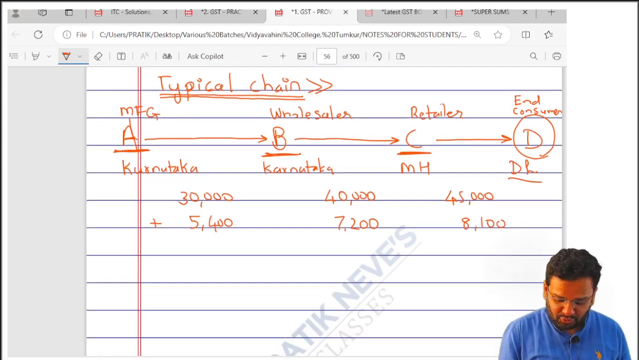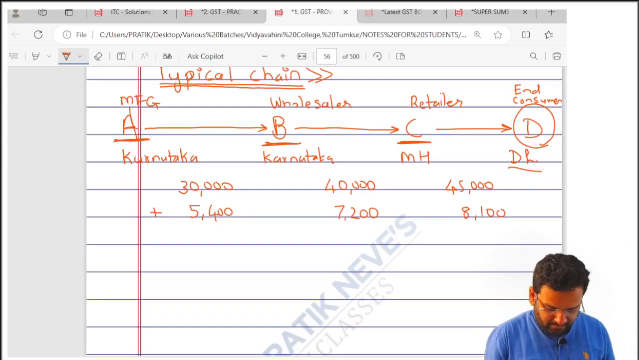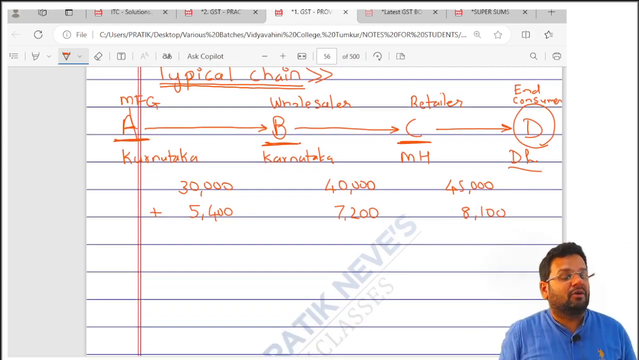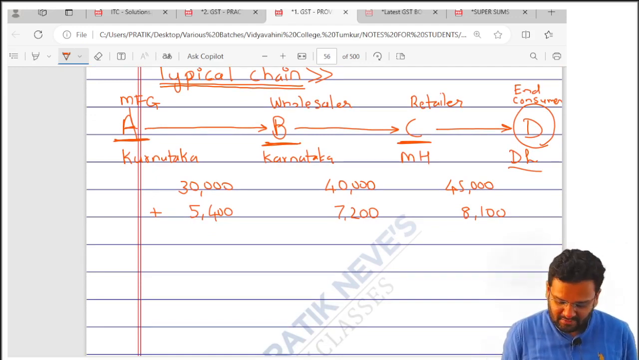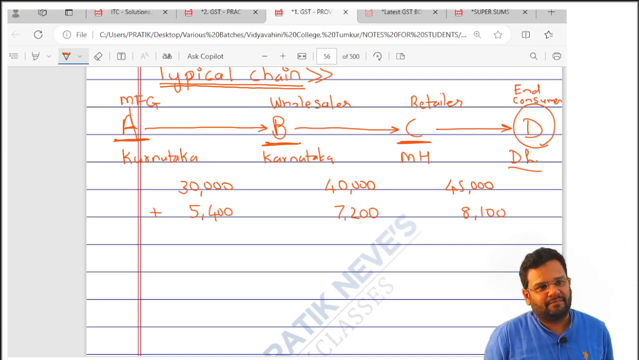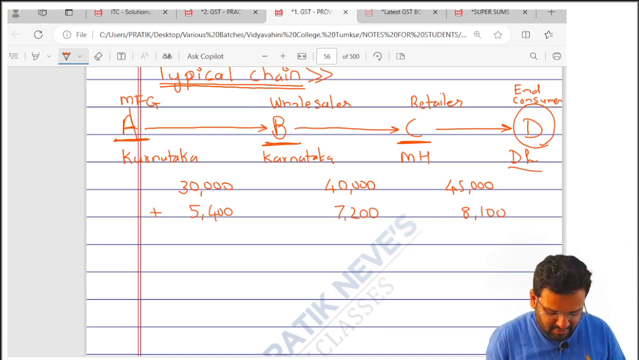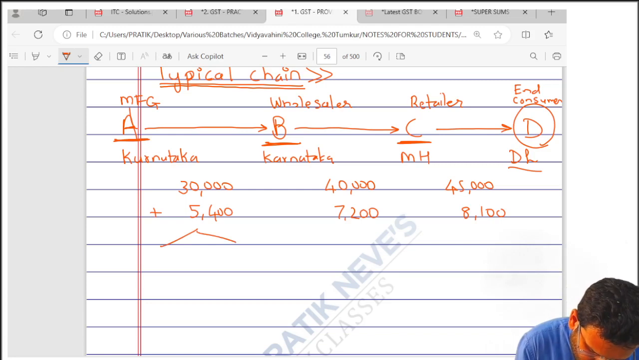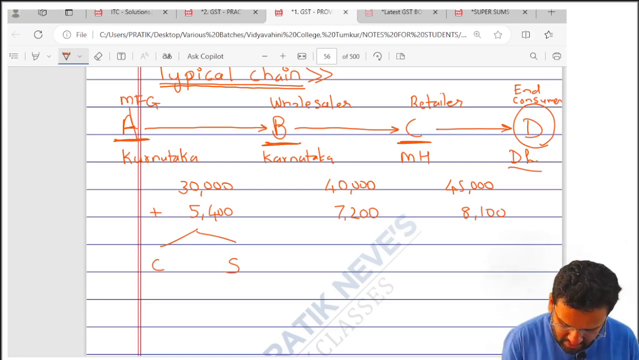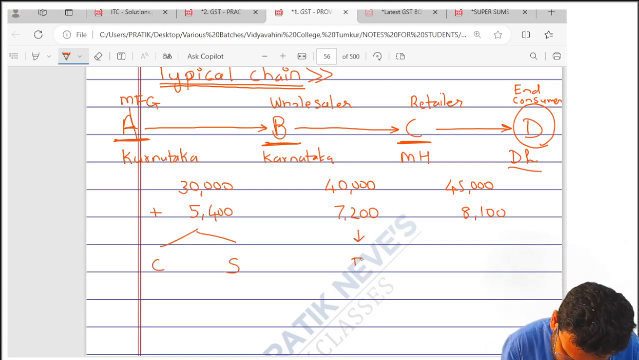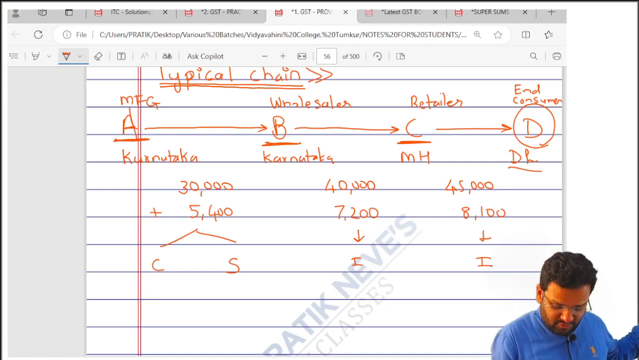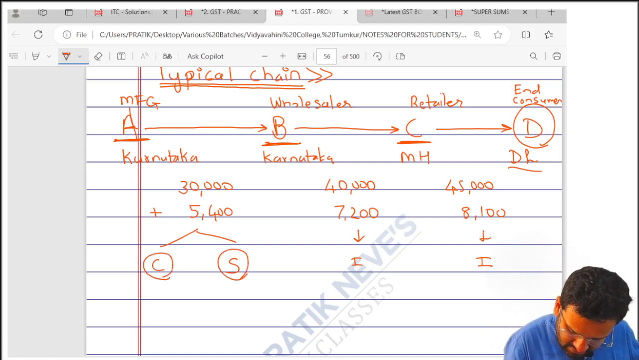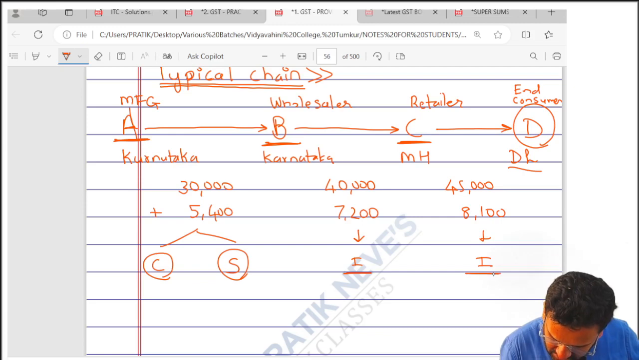Who were supposed to pay taxes to government? A, B and C, because they are suppliers. But the burden was on D, the end consumer. Clear? Now friends, see, in this case which tax is charged? CGST, SGST. In this case, IGST. In this case, IGST. See now, first is intrastate. Second is interstate. Third is interstate.